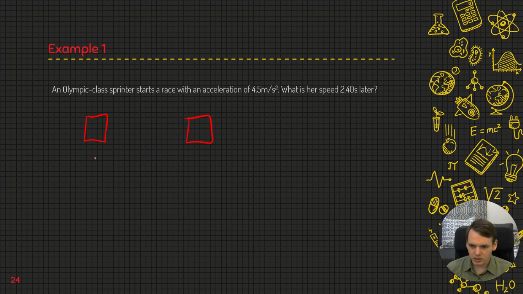Now when you're sketching, physicists are lazy, physicists are not artists typically, so squares and circles are your friend. So this represents our sprinter, and we know that her acceleration is equal to 4.5 meters per second squared. So I'm going to label that on here. The acceleration is 4.5 meters per second squared. And acceleration is a vector, so I do need to point it towards the right. That's the direction she's running.